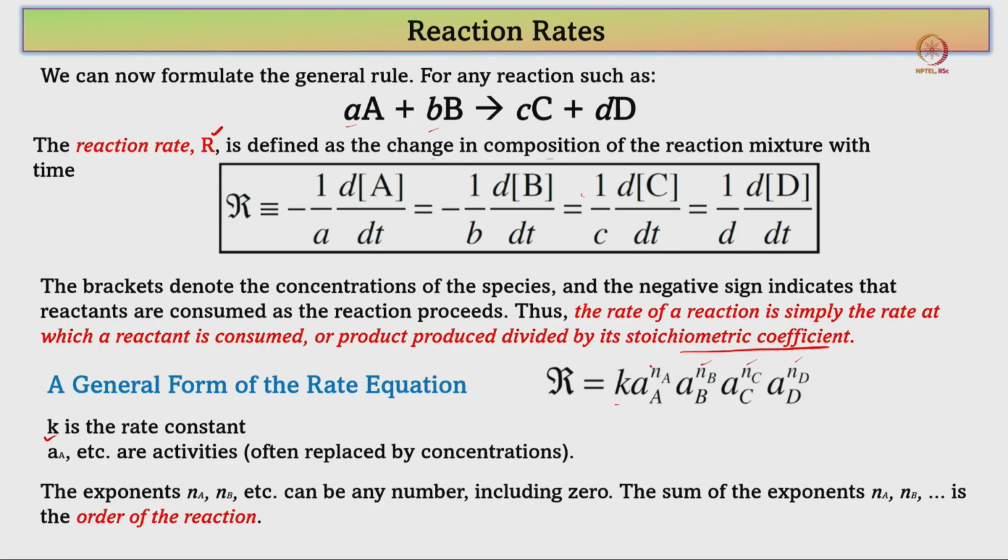So, again this is the reaction rate, small k is the reaction constant, and these are the activities multiplied for all the products and the reactants and raised to the power of the order of the reaction. The order of the reaction we are going to determine.